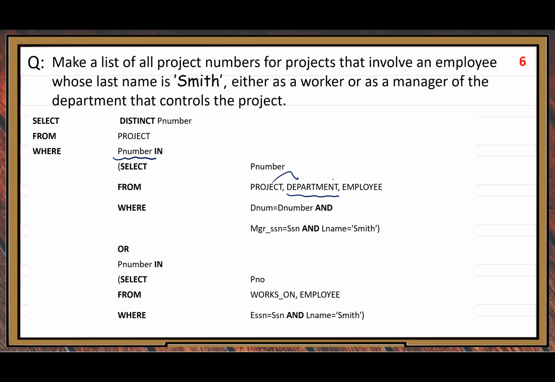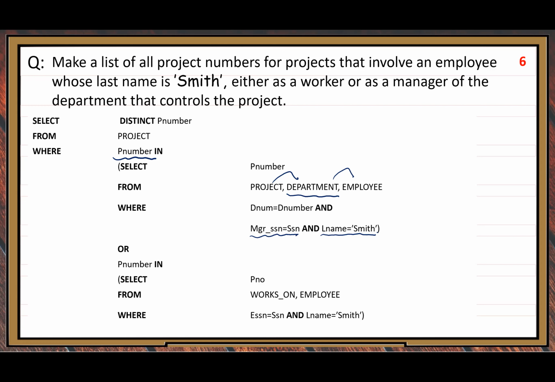Because you need to join twice, two join conditions for three tables. And here the manager, so you only want to look at the manager information, the manager's last name Smith. So those project numbers, P number, should appear in this list: project numbers controlled by the department whose manager has the name Smith.